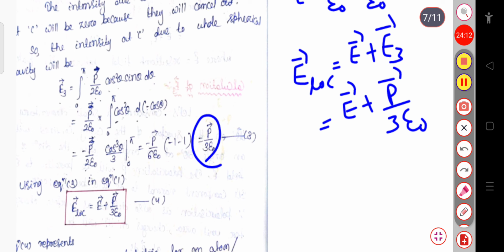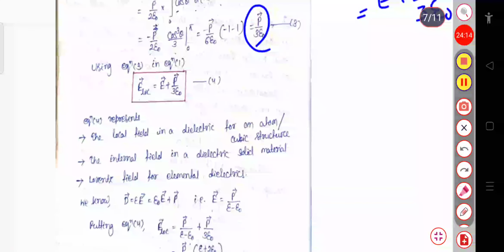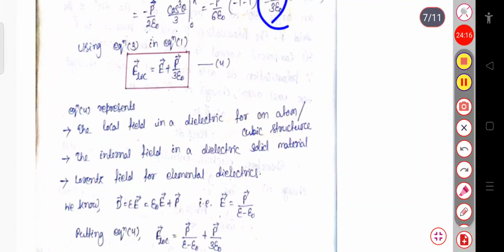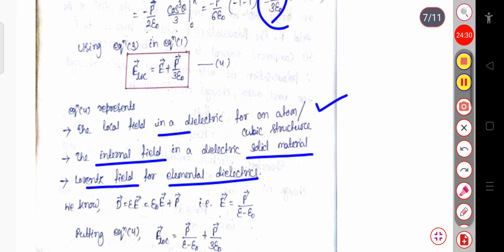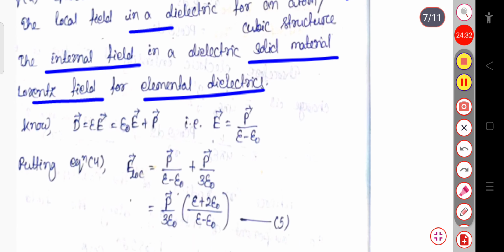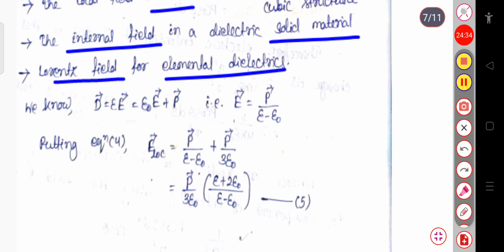This equation represents the localized electric field in a dielectric for an atom in a cubic structure, and the internal field in a dielectric solid, and also this represents the Lorentz field for the elemental dielectrics. And also we know the electric displacement vector D equals epsilon into E vector, or epsilon naught E plus P vector.